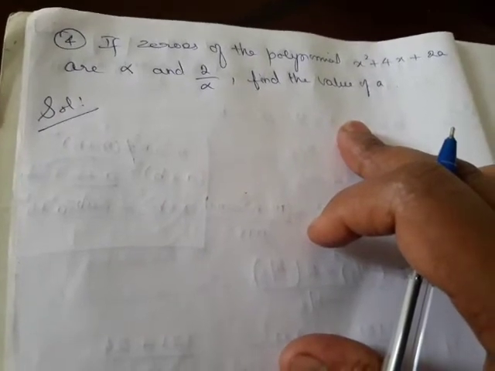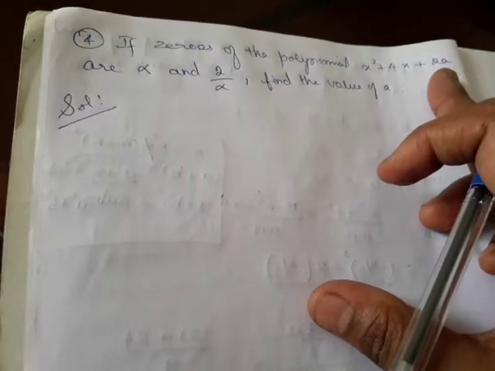What is the relation for alpha plus beta? Minus b by a. So it will become minus 4 by 1. What is alpha beta? C by a, 2a. Here the constant is 2a.